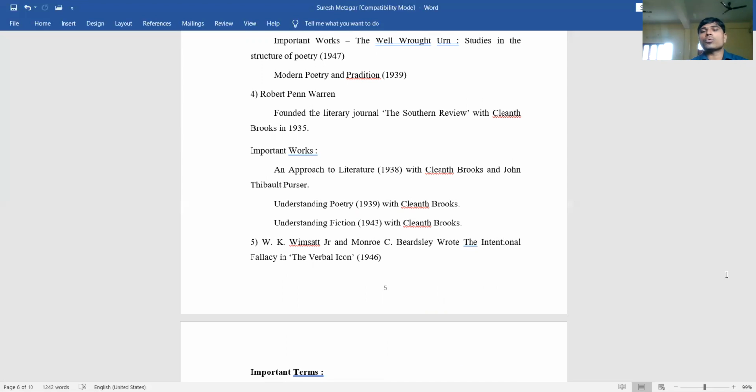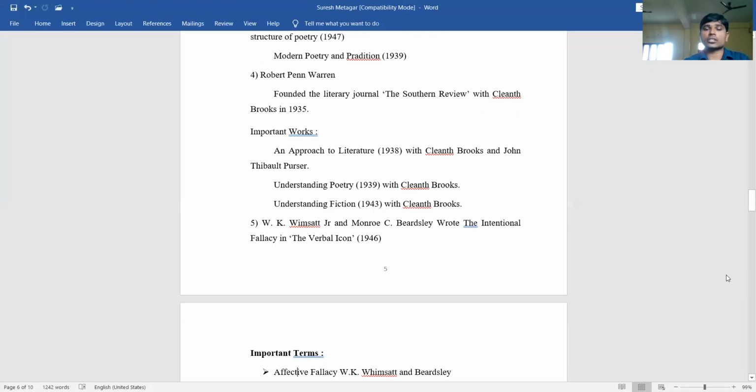Then we have two more writers who contributed to the advancement of new criticism, that is W. K. Wimsatt Jr. and Monroe C. Beardsley. They wrote an essay called The Intentional Fallacy in The Verbal Icon in 1946. In this essay, they speak against analyzing a text on the basis of the intention of the writer. Fallacy means mistake. It is a mistake to think about the writer's intention while analyzing a text. That is what they speak about in this essay.